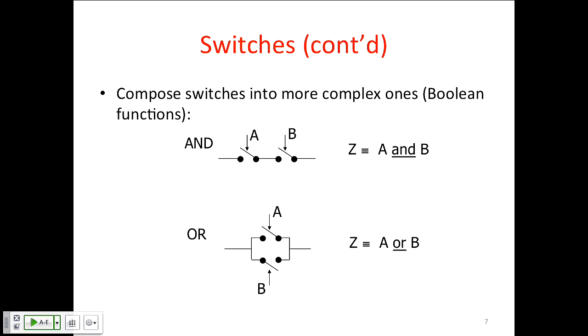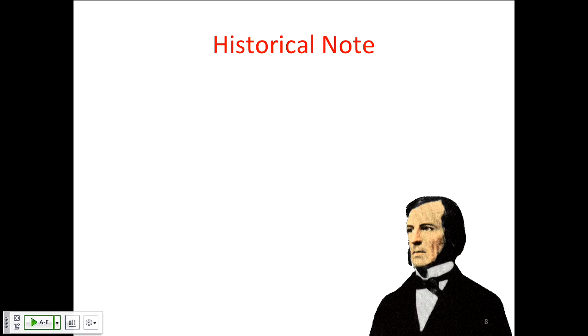I can do other ones like OR. If A or B are closed, the light bulb turns on, right? These are 2 different logical operations. Here, it doesn't matter which one is on or if both of them are on; in either case, the circuit will be made and current can flow through here. These are some simple examples of Boolean functions, and it doesn't really get much more complicated than this in order to build a complete computer. This is the basics of all you need to know.